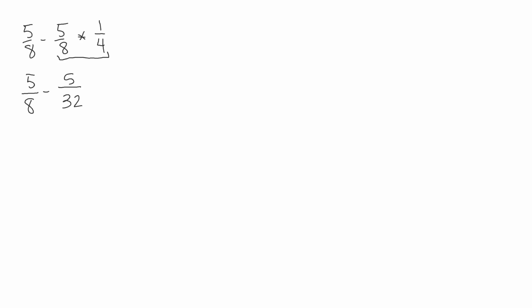All right, so now I need an LCD. And if I look at these denominators, I notice that 8 divides into 32 evenly. So that makes 32 the LCD. All right. So I don't need to rewrite 5 over 32, but I do need to rewrite 5/8. So what would I multiply 8 by to get 32?